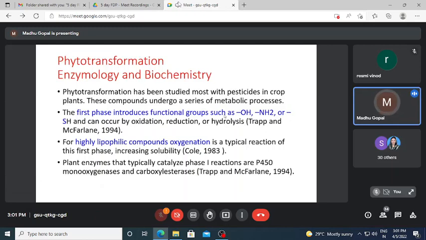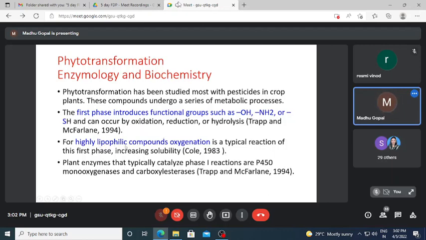Then in the case of pesticides, we have already seen the transformation of the compound called TCE. Now pesticides, some studies have been carried out on pesticides in crop plants. These compounds also undergo a series of metabolic processes. We have three phases. In the first phase, functional groups like hydroxyl group, amino group, and mercaptan group are introduced, and the first phase can occur by oxidation, reduction, or hydrolysis. Then in the case of highly lipophilic compounds, oxygenation is a typical reaction of the first phase.